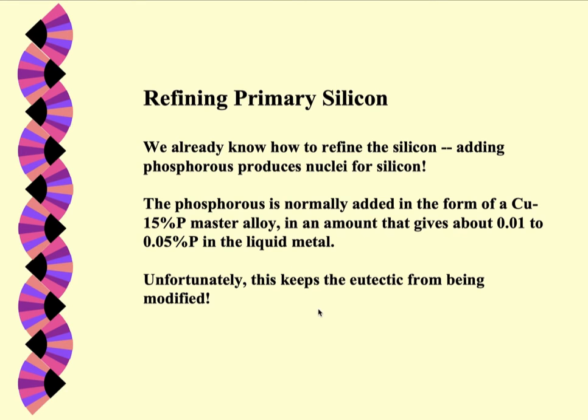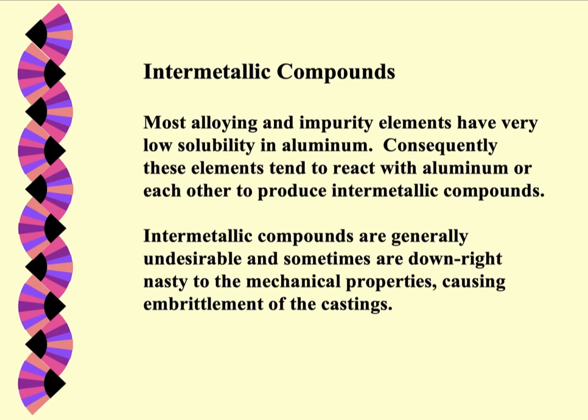Unfortunately, this keeps the eutectic from being modified. So in other words, you can't get that nice rounded shape that you get on the other one. You don't have the ability to have both.